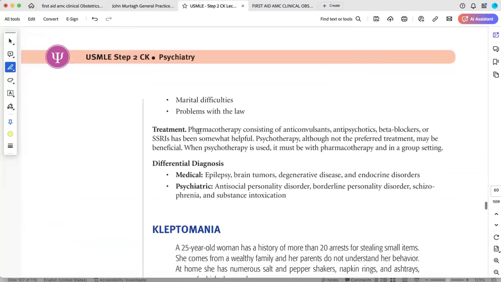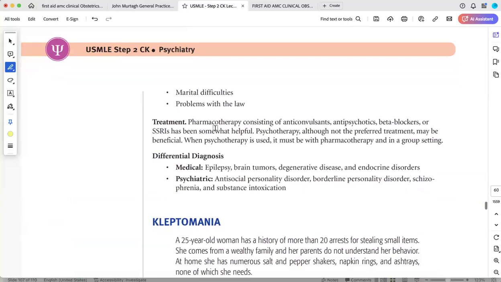You can go through these things. Pharmacological treatment can be done. You can give them an antipsychotic or anticonvulsant. Psychotherapy is not the preferred treatment, but it can be an adjunctive treatment. So the main treatment for this kind of condition will be pharmacological. Many times you can give them antipsychotics like risperidone, which works really well for anger outbursts.